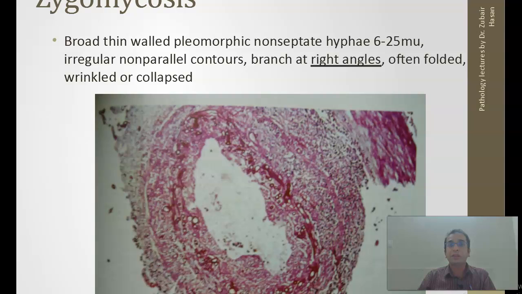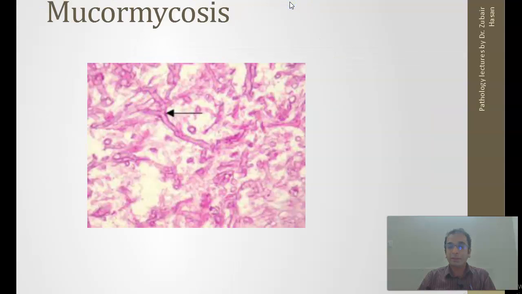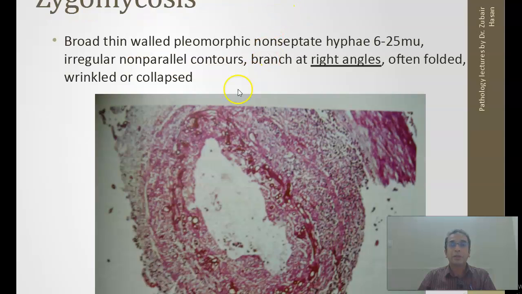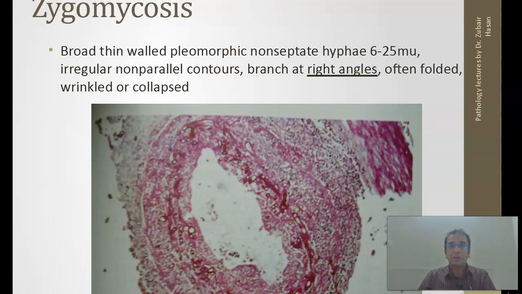So how does this look? It's also called zygomycosis, and the diagnosis is made by tissue biopsy. Within the wall of the blood vessel, you find these broad non-septate hyphae, 6 to 25 microns, with irregular non-parallel contours, branching at right angles. If you can see this red structure here, this is the mucormycosis, and it is wrinkled or collapsed.